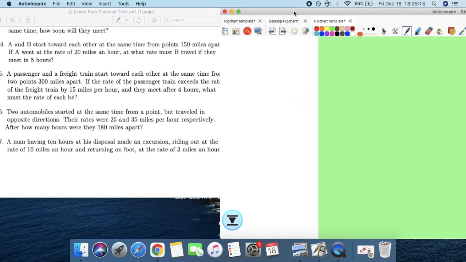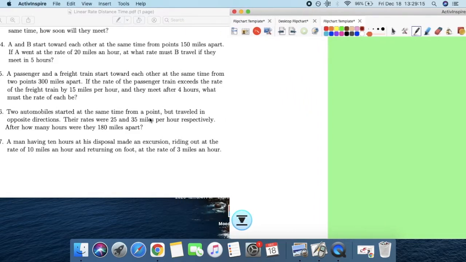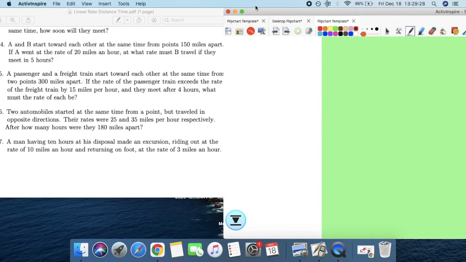All right, so a man having 10 hours at his disposal made an excursion, riding out at the rate of 10 miles an hour and returning on foot at a rate of 3 miles an hour. So let's make this start. He went this way, 10 miles per hour, that's his speed.